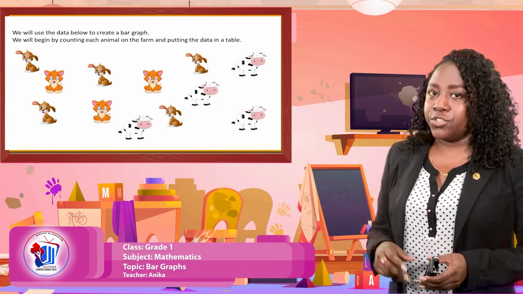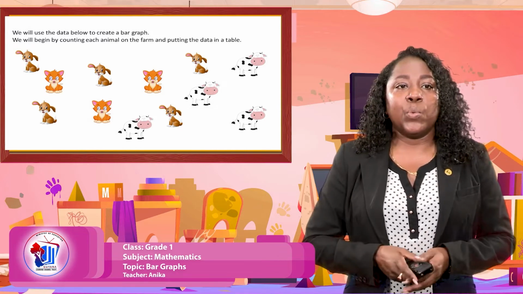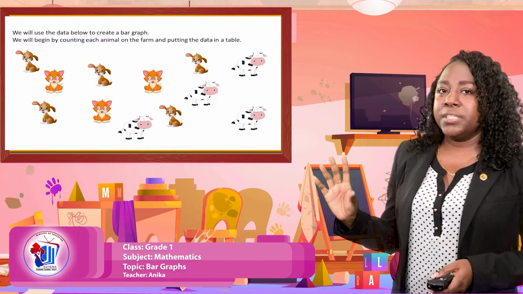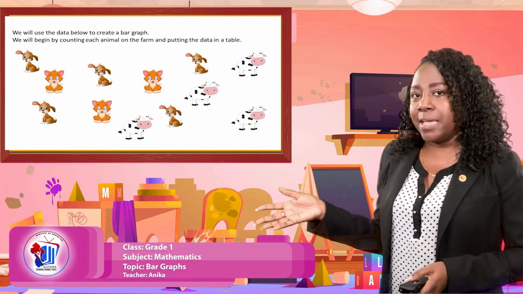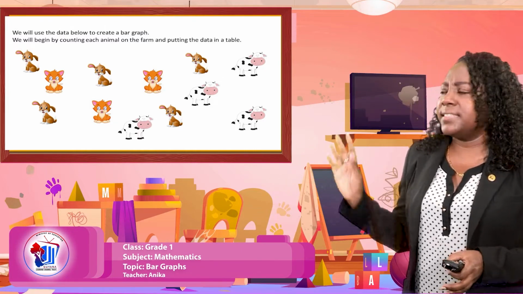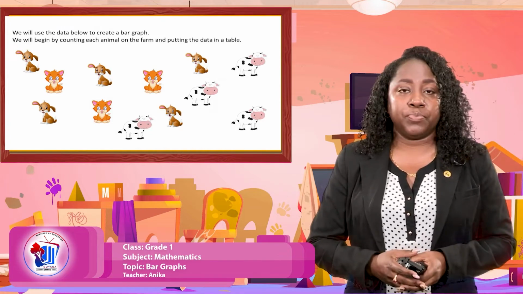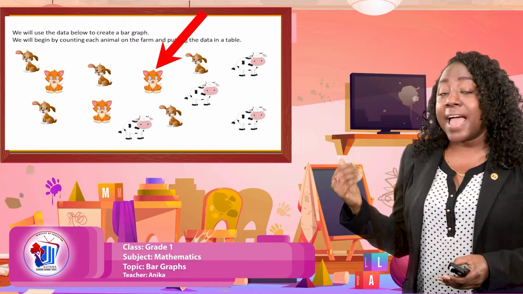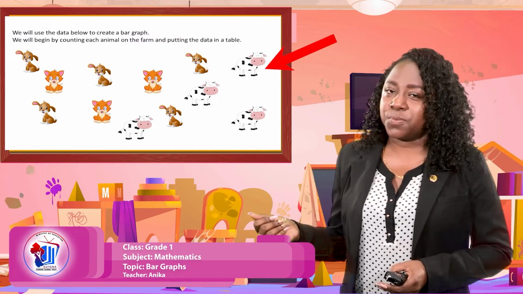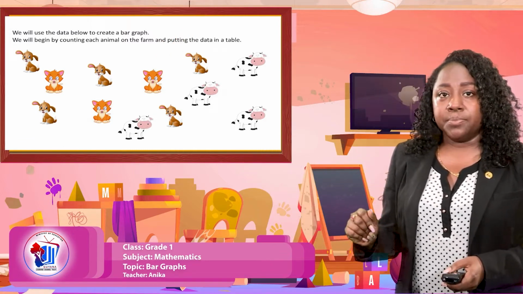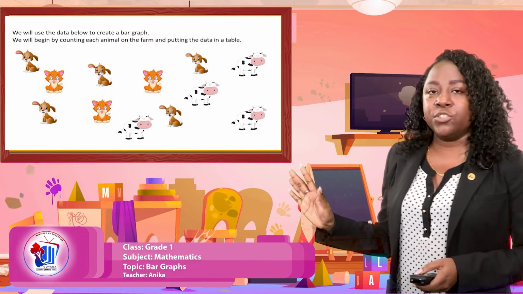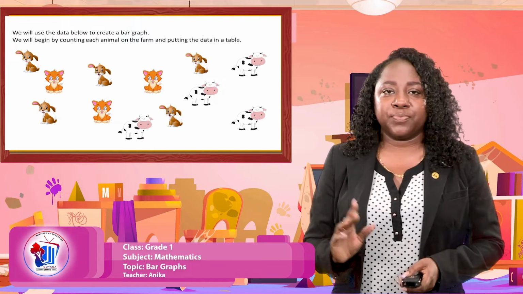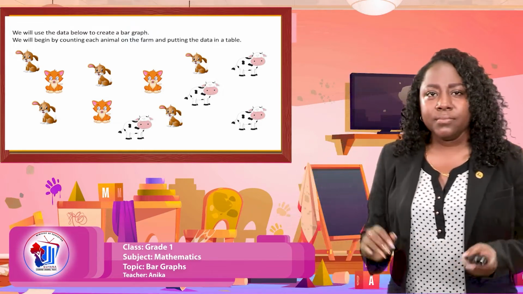So kindly look on the screen, and then we are going to begin by counting each animal on the farm and putting that data in a table. So we're going to pretend that these are animals on a farm. If you look, you can see dogs, cats, and also some cows. We're going to count them, and then we're going to fit them into a chart and then convert them into a bar graph. It's simple.